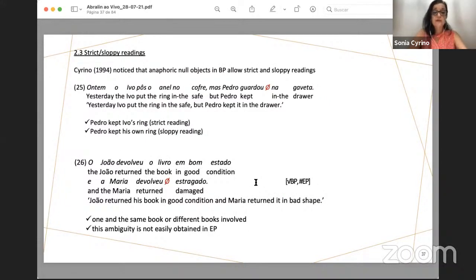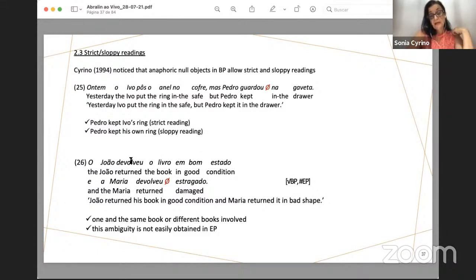Besides that, we have the strict and sloppy reading possibilities in the language. So when I have a sentence like, ontem o Ivo pôs o anel no cofre, mas Pedro guardou na gaveta, the reference of this null object here can be Pedro kept Ivo's ring, which is the strict reading, or Pedro kept his own ring, which is the sloppy reading. This is ambiguous.